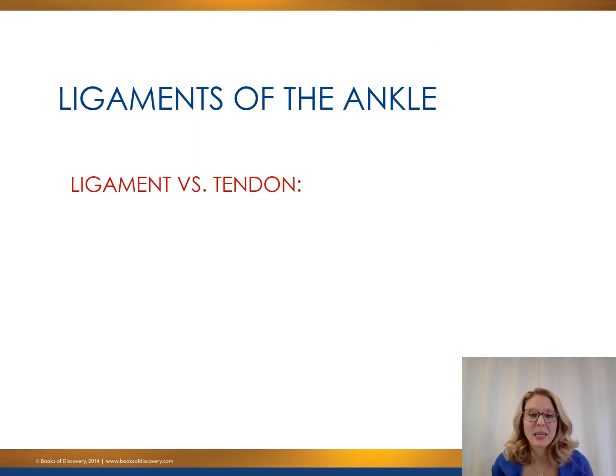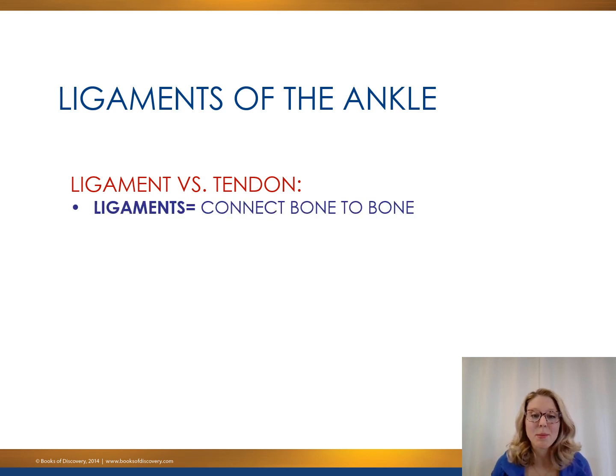So, ligaments of the ankle. I just wanted to be clear that a lot of people actually get this wrong. There is a difference between a ligament and a tendon, and also the difference between a sprain and a strain. So, ligament versus tendon: a ligament is like a seatbelt, and it seatbelts bone to bone. So it's kind of like a thick little shoelace, and it's going to connect bone to bone.